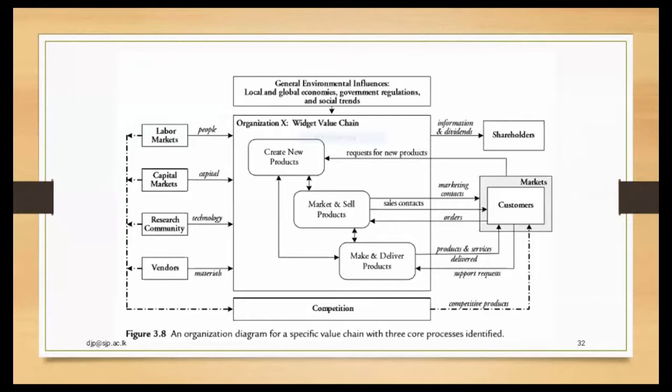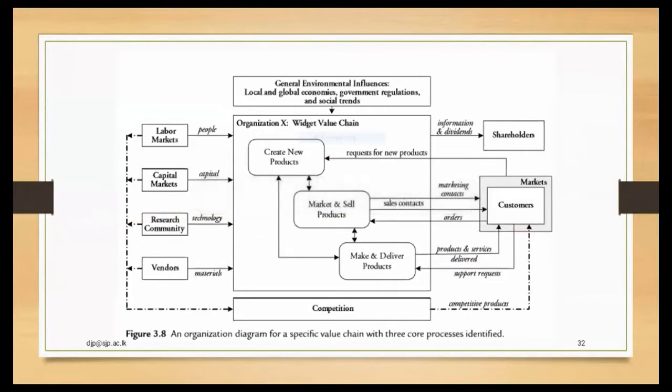Here we see an organization diagram for a specific value chain with three core processes identified. Here in this particular diagram we identify three core processes. What are the three core processes? Create new products, market and sell products is another process, make and deliver is another process line, right?